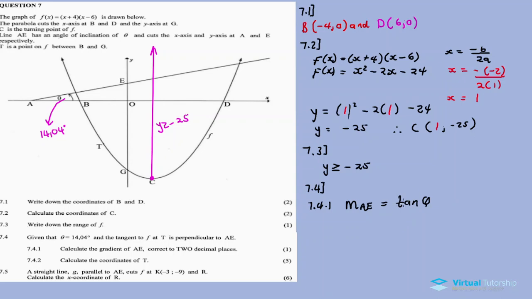Why am I using tan theta? If they had given me the coordinates of A and E, I would have calculated it that way. Since they did not, and they gave me the angle of inclination, I use the tan function. Tan theta is also equal to the gradient, right? Therefore I just substitute.